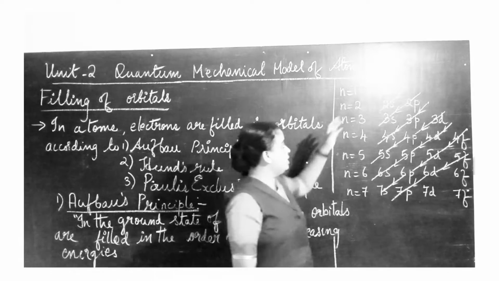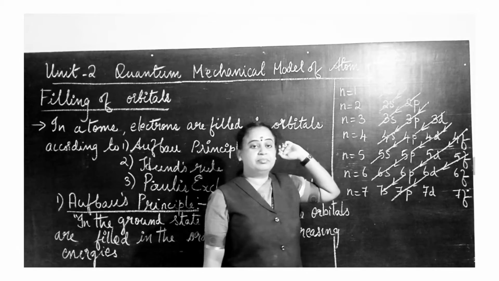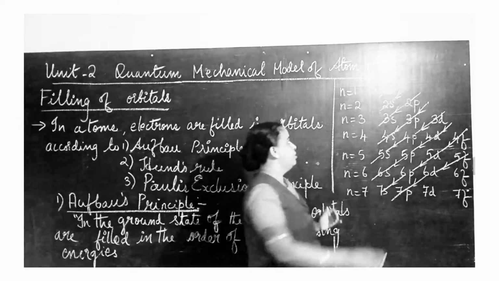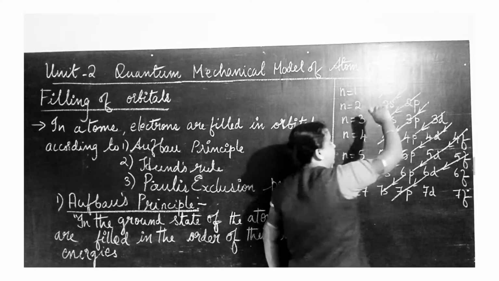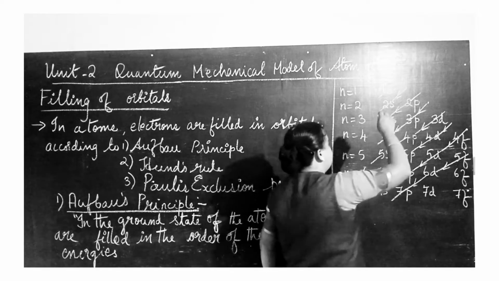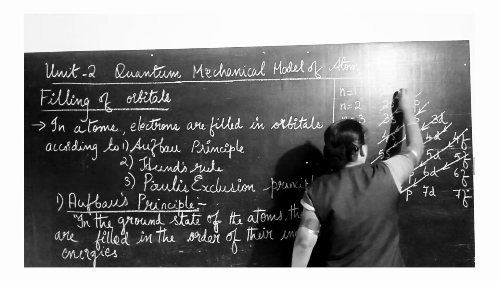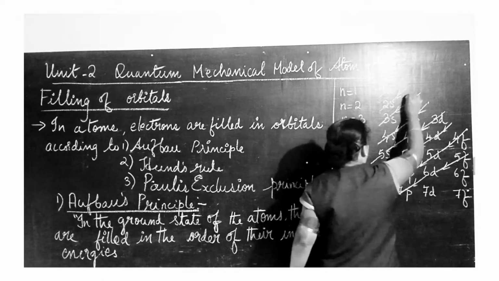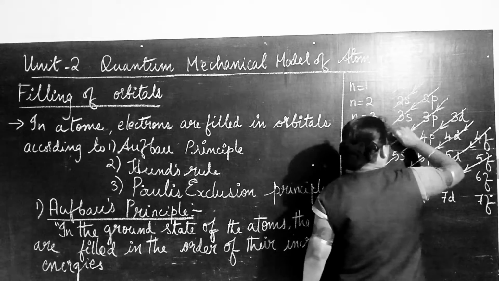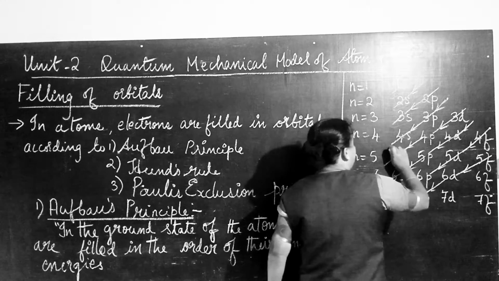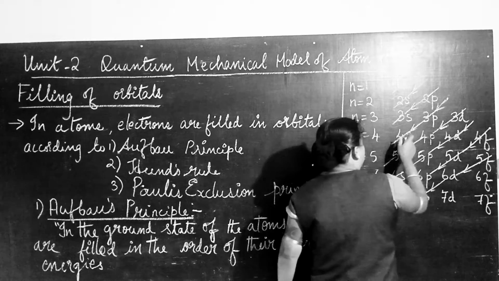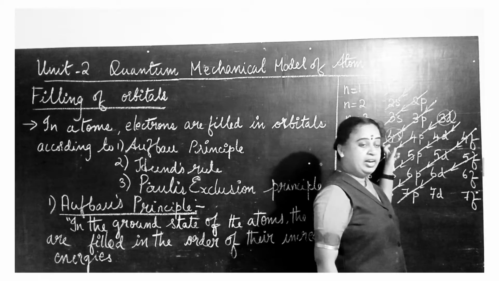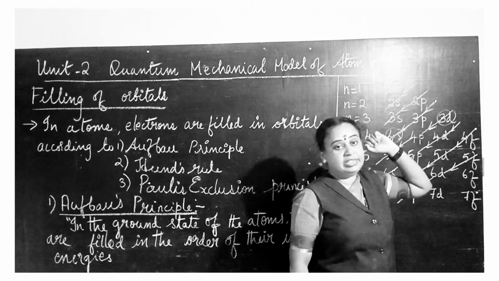Electrons are filled in these orbitals in the increasing order of energies. The first electron is filled in the 1s orbital, that is the ground level, the ground state. From there it goes to the 2s orbital, then from 2s to 2p, then from 2p to 3s, from 3s to 3p, from 3p to 4s, and from 4s to 3d. Comparing 4s and 3d, 4s has lower energy, whereas 3d has higher energy.